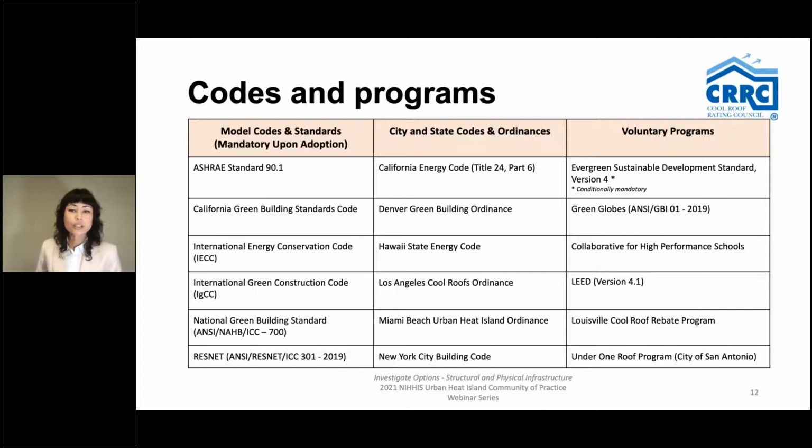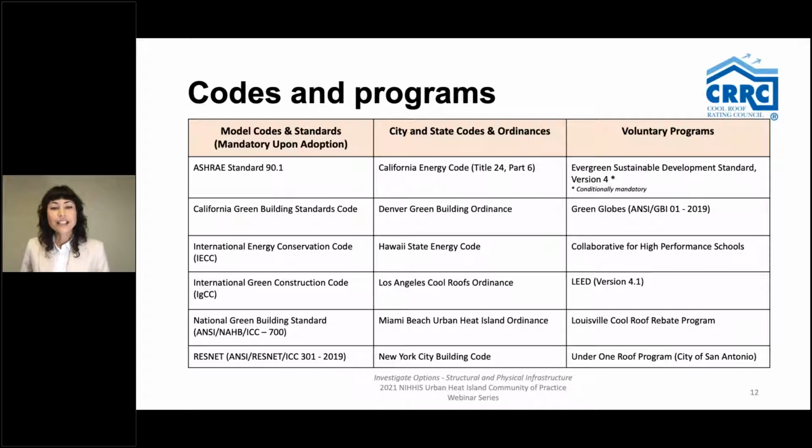The examples in the center column are just a few cities and states that have adopted either building codes or ordinances or land use ordinances that are using cool roofs and or walls as a strategy for achieving various energy related and climate related and urban heating related goals. A few notable ones are, of course, New York City, Denver, and Los Angeles, as well as some less known ones, such as the city of Miami Beach that adopted an urban heat island ordinance a few years ago, and that's a land use or zoning ordinance instead of a building code.